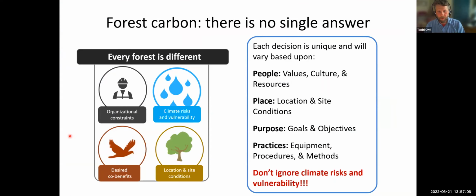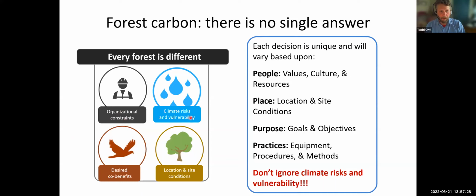And really what this menu speaks to, and hopefully what you're coming away from this presentation with, is an understanding that there really is no one single answer for how we can manage forests for carbon. It depends upon a lot of different things, and every forest is different.